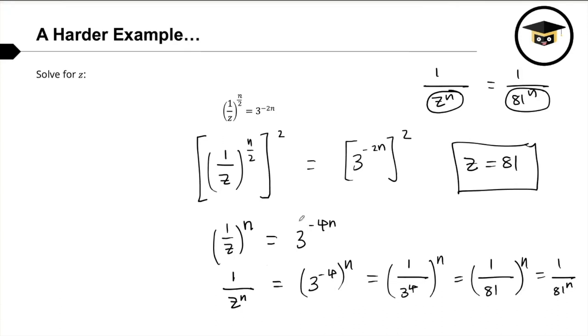In our next video, we'll be talking about what fractional indices are, so stuff like cube roots and square roots.